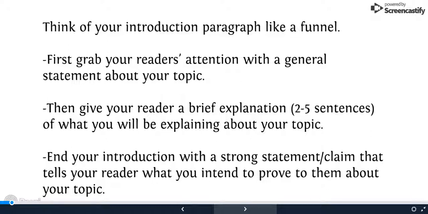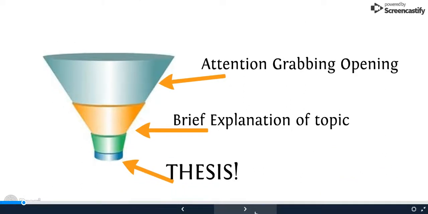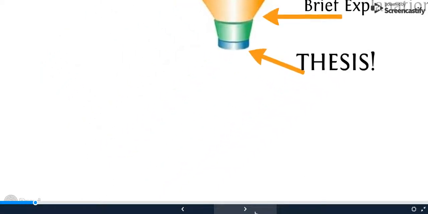But anyways, then give your reader a brief explanation, 2 to 5 sentences about what you're going to be explaining, or just background information about your topic. End your introduction with a strong statement/claim that tells your reader what you actually intend to prove to them about your topic. And so again, that attention grabbing opening, and then brief explanation of your topic, and then your thesis. So you're just getting more and more specific, which is why it's a funnel shape.